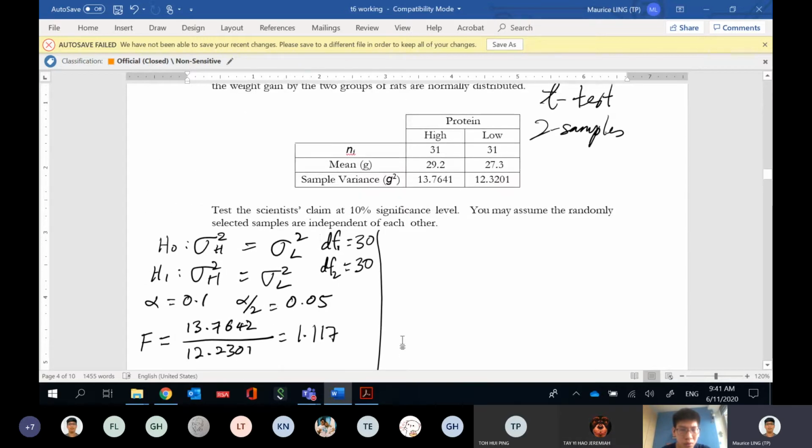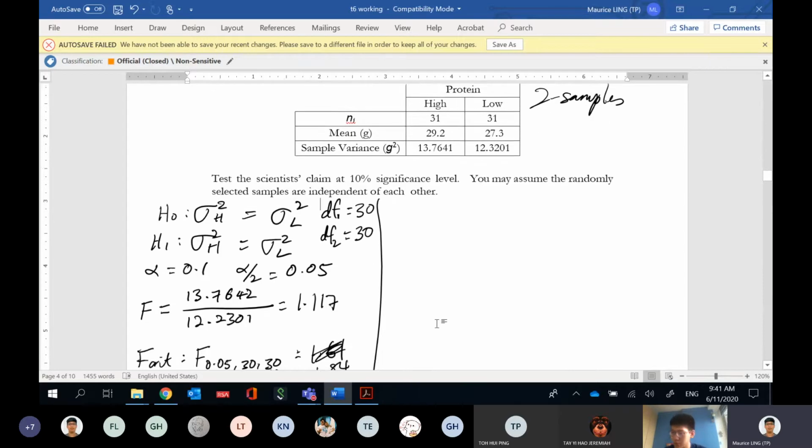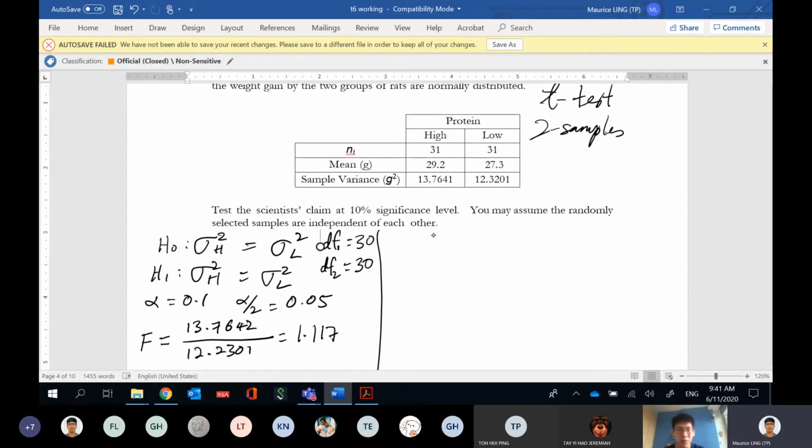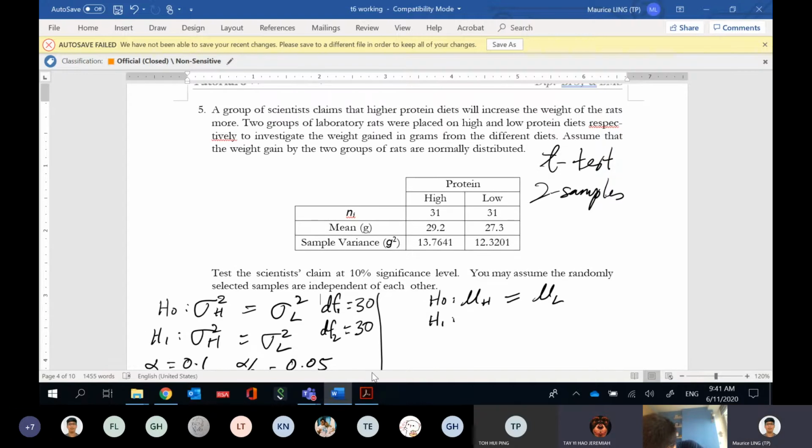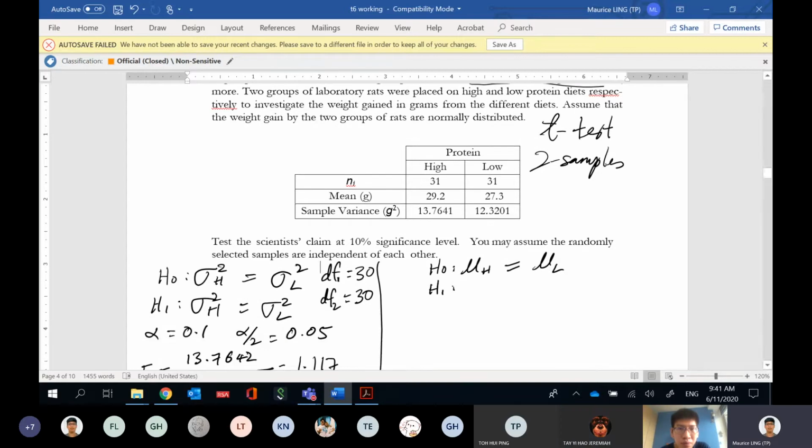Okay, so what is your hypothesis for your t-test? Null hypothesis is the mean between the high protein and low protein is equal. Alternate hypothesis: the mean of high protein is higher than the mean of low protein. High, yeah, because the claim is that you increase the weights, right? Okay, so the mean of high protein is more than the mean of low protein.